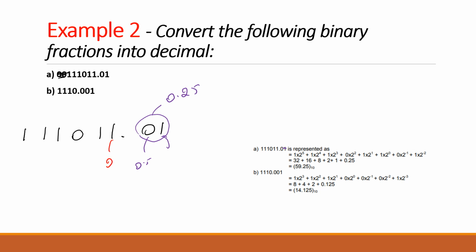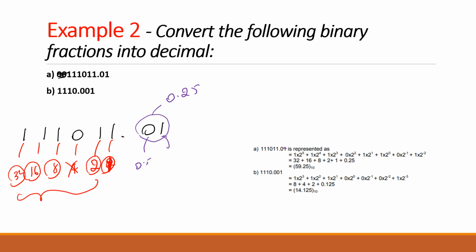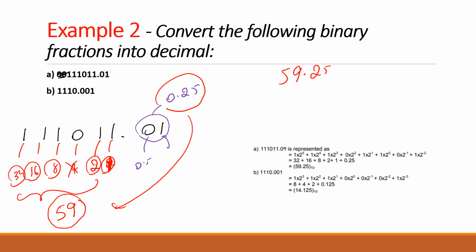So this will be 2, this will be 1, 2, 4, 8, 16 and 32. So you have to add these ones, and this one is not there, it is 0. So when you add these together, 32 plus 16 plus 8 plus 2 plus 1 is 59. Am I right? So you have 59 and 0.25. When you add these two together, that will be 59.25 to the base 10. Am I right? So are you guys okay now? Okay. So I'll move to the next one. Any question? So this is easy, isn't it?